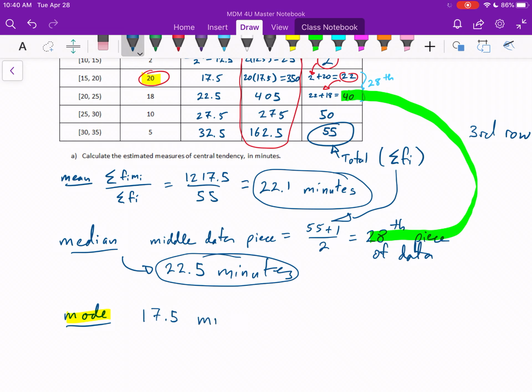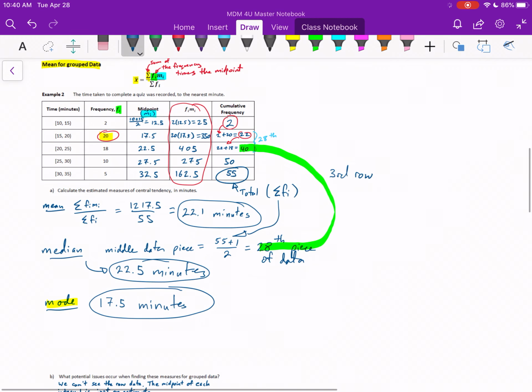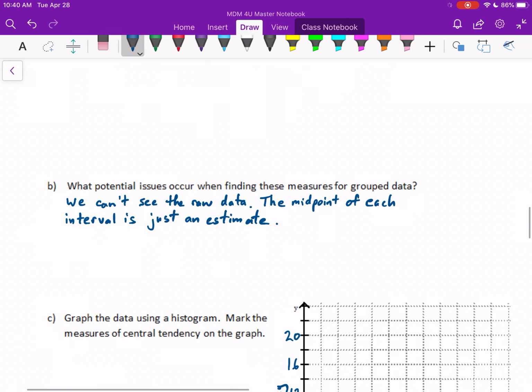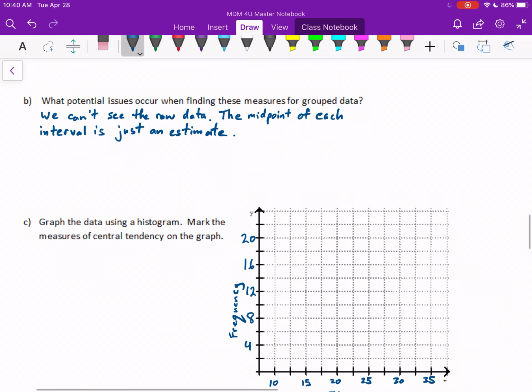So most people took between 15 and 20 minutes, and if I had to pick one specific time, I'd say 17 and a half minutes. That's the basic idea for that. What potential issues occur when finding these measures for group data? Well, we can't see the raw data, as already mentioned, so we have to use the midpoint of each, and so that's going to be an estimate. It's not a bad estimate, but it's going to be off by a little bit.